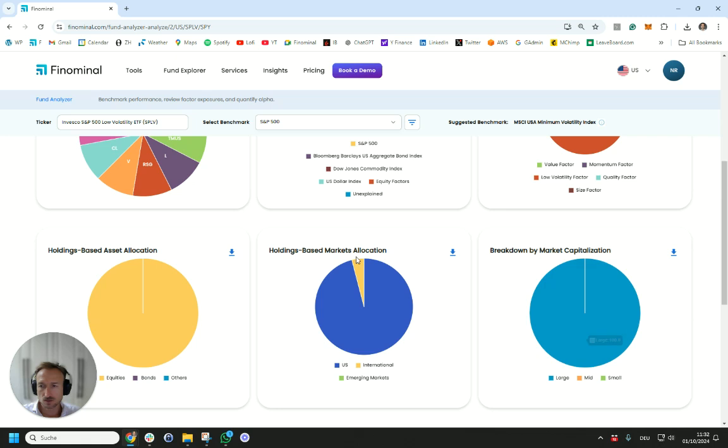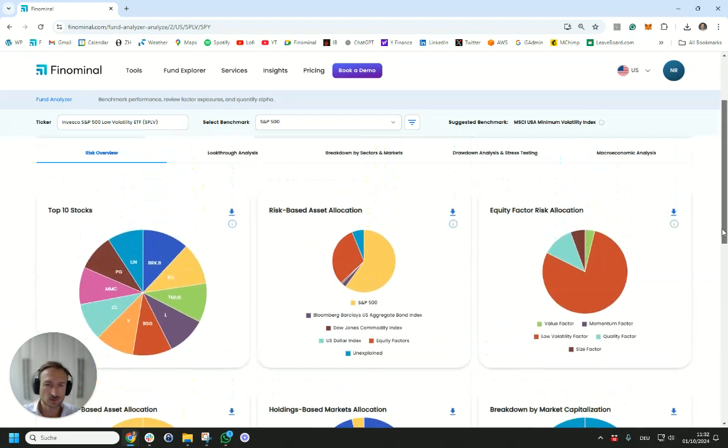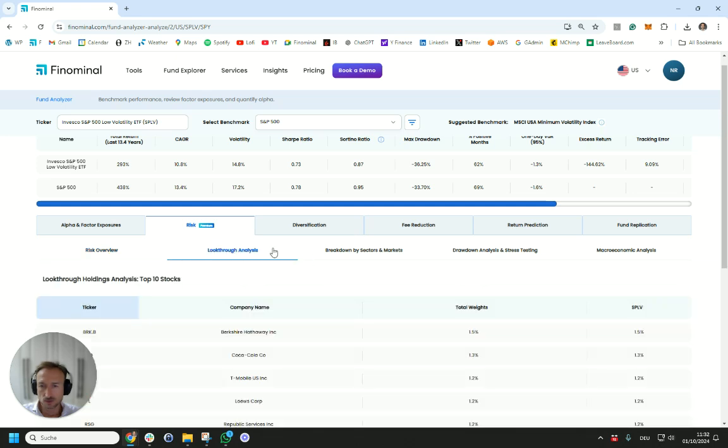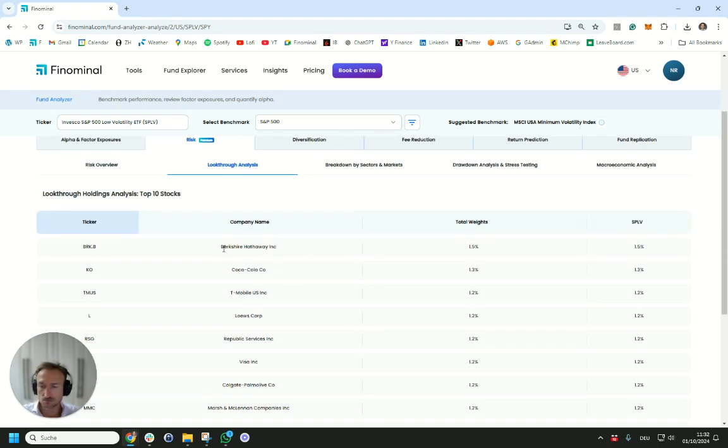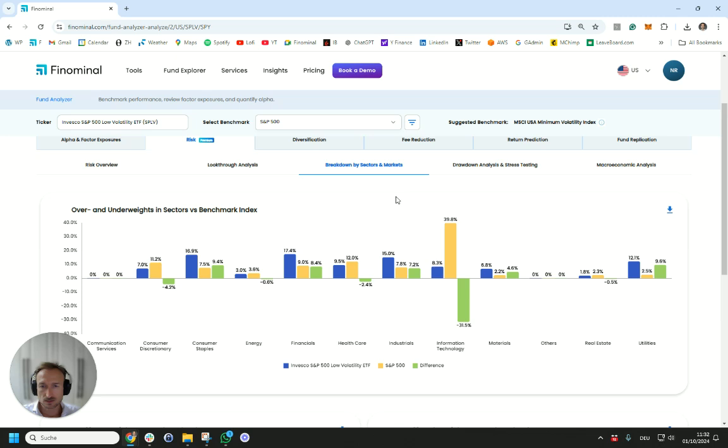Down here, you can also see in terms of holdings-based allocation, markets, primarily US exposure, and large cap stocks, given that it is select stocks out of the S&P 500. If you do want to look in terms of the top 10 stocks, for example, you can see over here, Berkshire Hathaway is the largest stock with a 1.5% weight. You can do things like breakdown by sectors, markets.